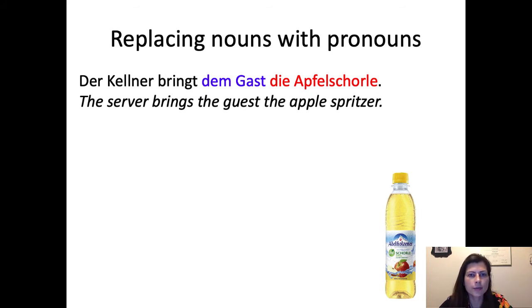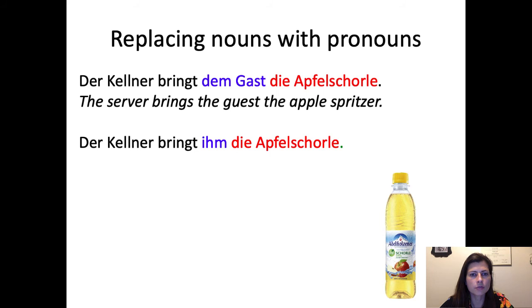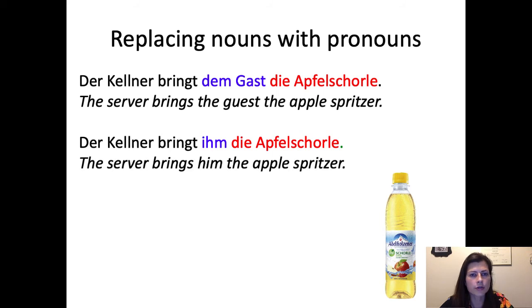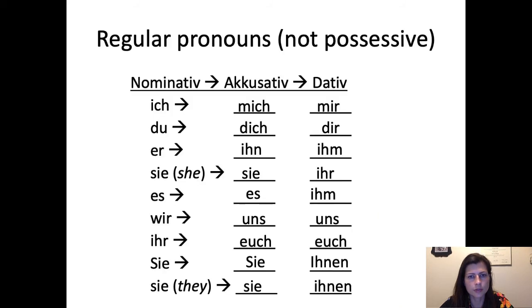Der Kellner bringt dem Gast die Apfelschorle. The server brings the guest the apple spritzer, Apfelschorle. So we want to replace dem Gast, which is masculine and in the dative, with a pronoun. So that would be the server brings him the Apfelschorle. So dem Gast becomes ihm. It is masculine and in the dative. That's why masculine and dative. So we have like this one right here, masculine dative.